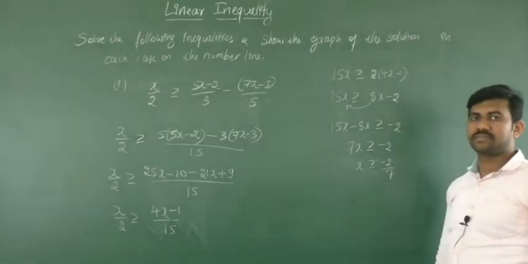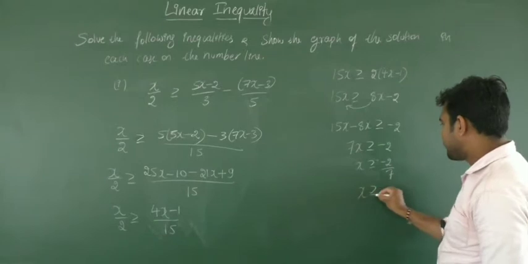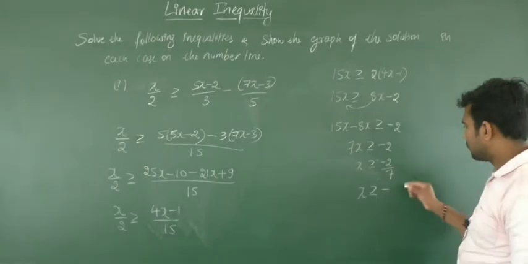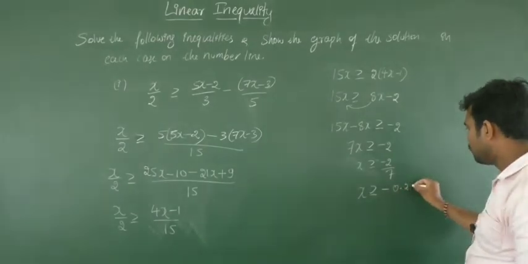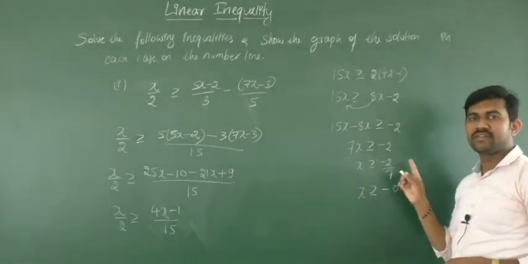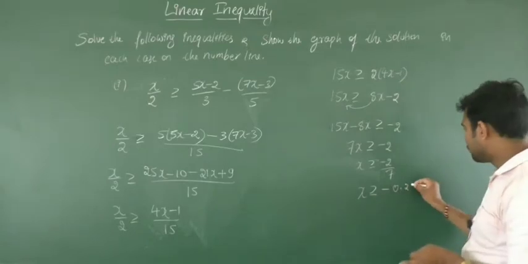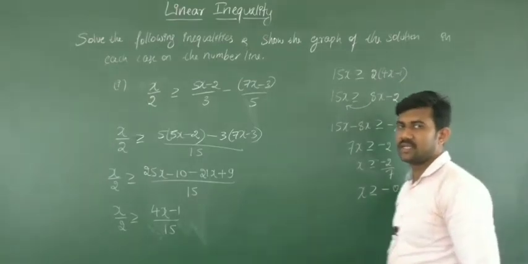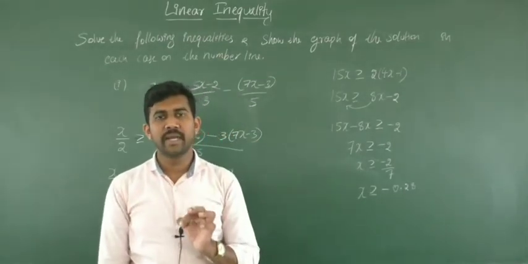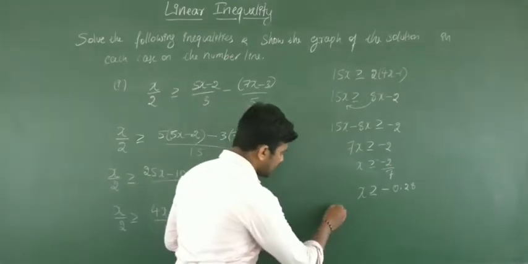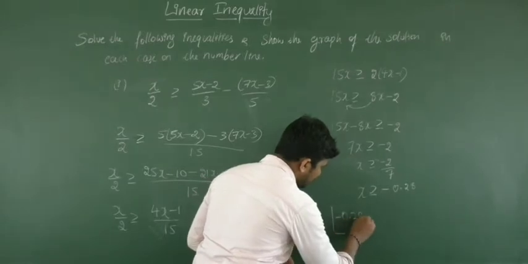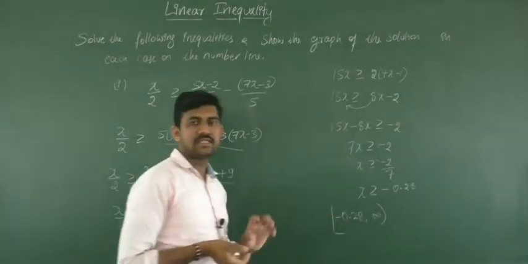Minus 2 by 7. So x is greater than or equal to minus 2 divided by 7. So here we will get 0.2 something, because if you write 0, 20, 7 2s are 14, 7 3s are 21. So we get 0.28 something, minus 0.28. Okay, so x must be greater than or equal to minus 0.28, which we can write in interval form as minus 0.28 to infinity, all the real values it can take.